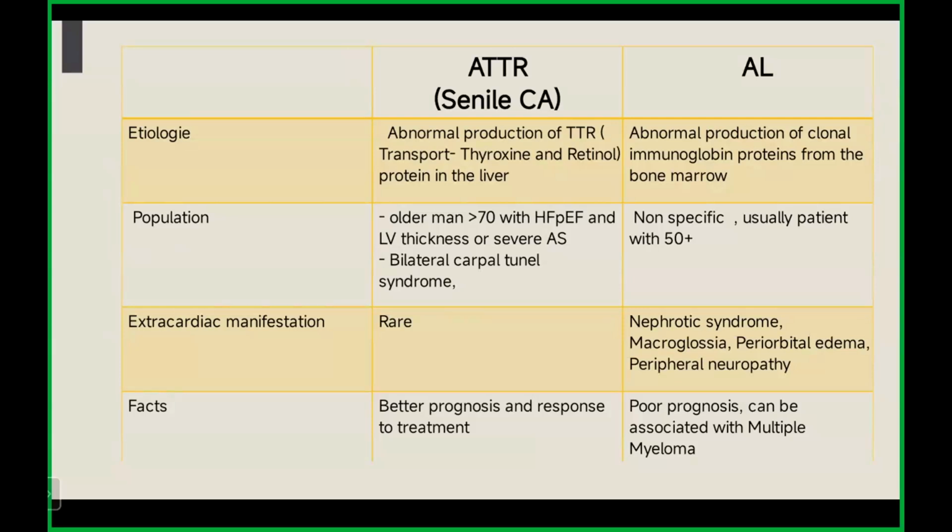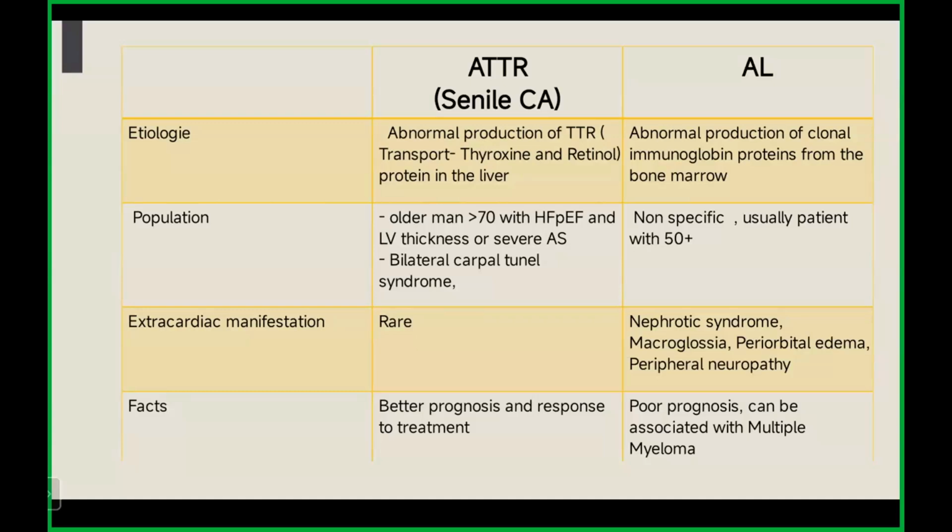It's important to have in the back of our mind, when we have an older man, more than 70 years old, who came with heart failure with preserved ejection fraction and left ventricular thickness, amyloidosis. Or a patient in that same age range who came with severe aortic stenosis. It's also important to have amyloidosis, especially ATTR amyloidosis, in mind when a patient comes with bilateral carpal tunnel syndrome.